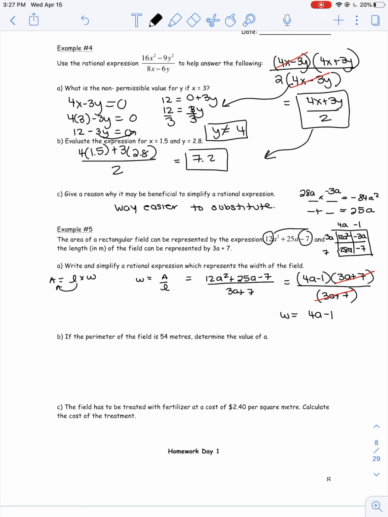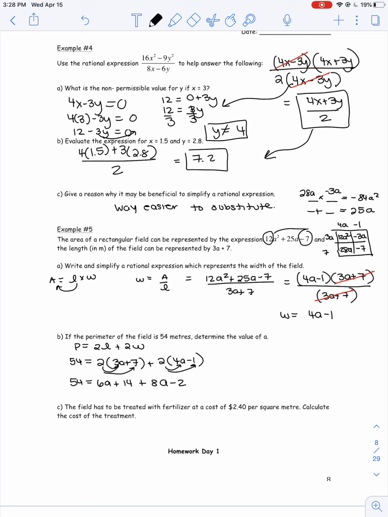Now we know that the perimeter of the field is 54 meters. Determine the value of a. So perimeter is always equal to 2 times the length plus 2 times the width. We already know that the perimeter is 54. So 2 times the length, we know the length is an expression of 3a plus 7, and our width is 2 times 4a minus 1. We're going to distribute the 2 into the brackets. So 54 is equal to 6a plus 14 plus 8a minus 2.